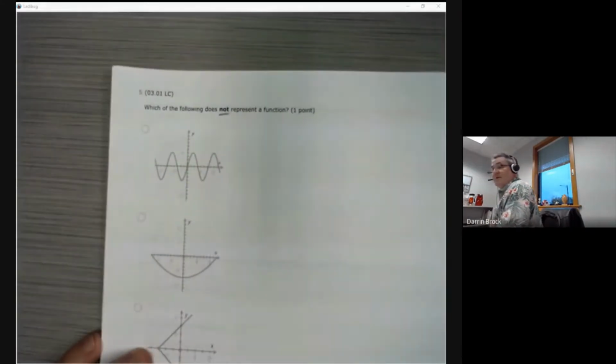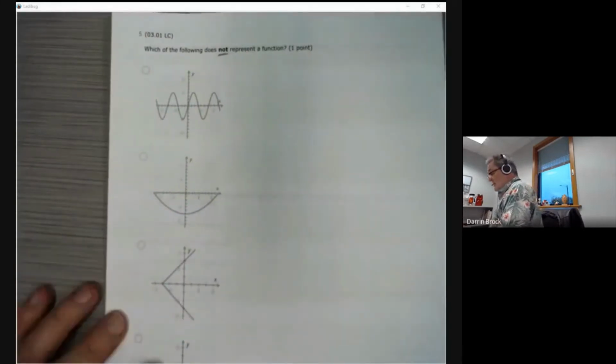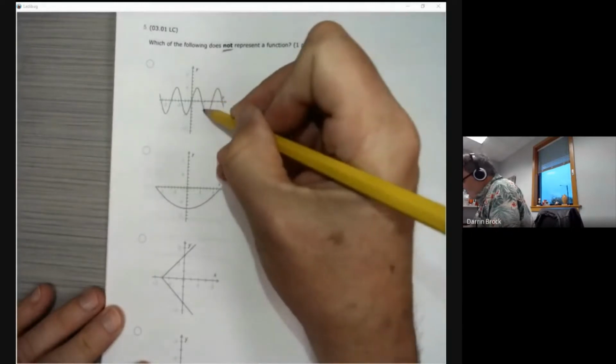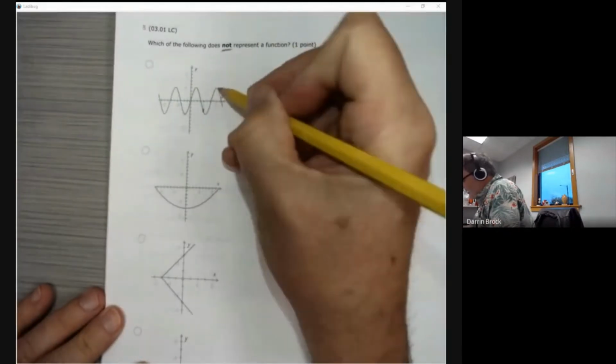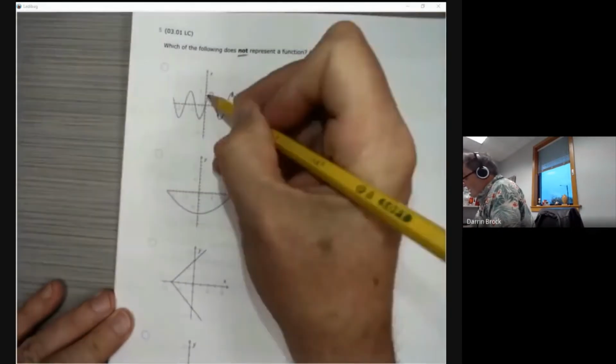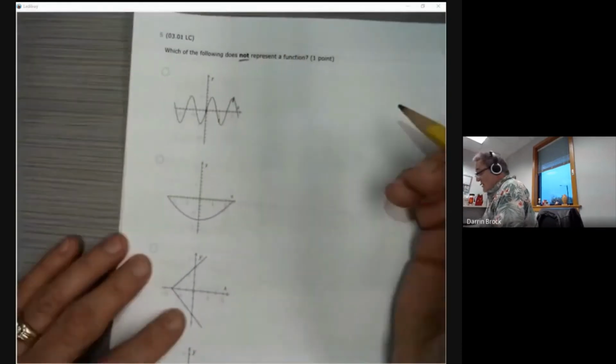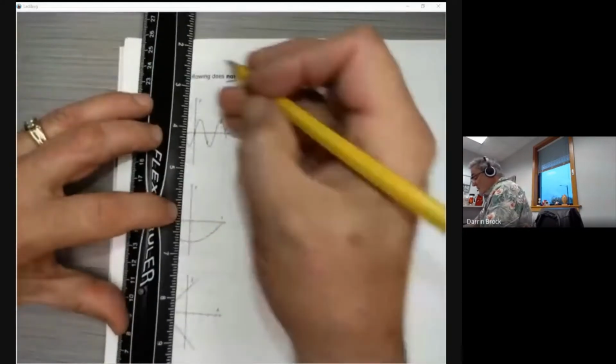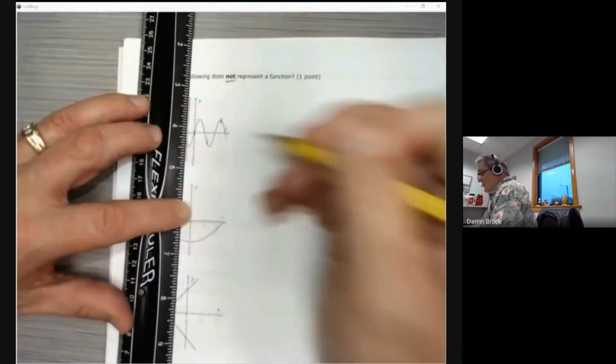Which of the following does not represent a function? Well, a function is where every x value only has one y value. So right here, when the x is 4, there's one y right there. When the x is 8, there's one y right there. When the x is 0, there's one y right there. So on a graph, you can do the vertical line test. If I make a straight up and down line, does it touch the graph more than once?